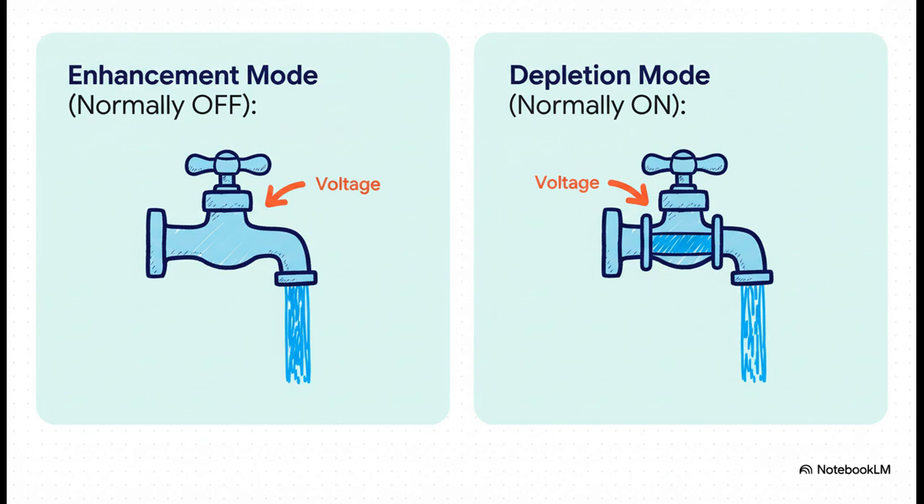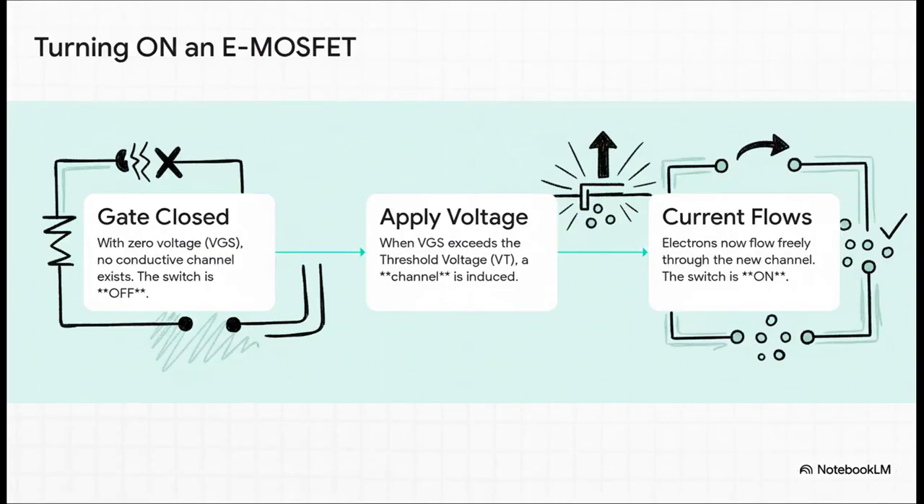Then you have depletion mode. This is more like an old farm spigot that's just always running. The path for current is already there, and you have to apply a voltage to pinch it off and stop the flow. For the digital stuff in our computers, we almost always use the normally off kind. So let's just walk through turning on one of those enhancement types.